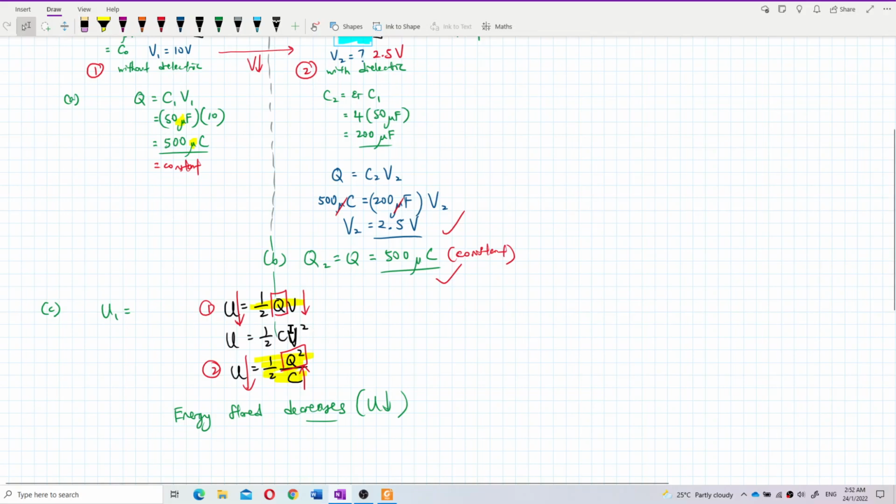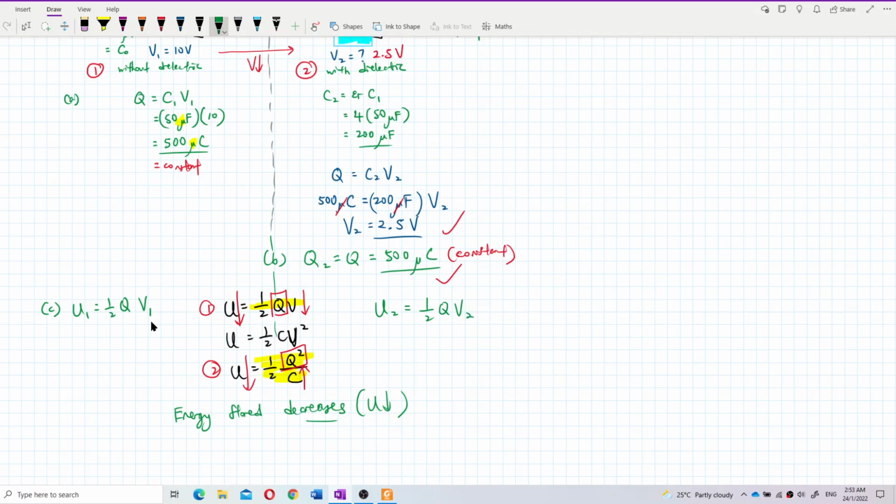Okay, let us calculate the value and compare. Maybe we use the half QV. Or if you want to use half Q squared over C to calculate the value of energy stored, also can. So you have two choices. Let us calculate the value. U1 is equal to half Q V1. Q is constant. Only the voltage changes. For the second condition with dielectric, that one is half QV2.